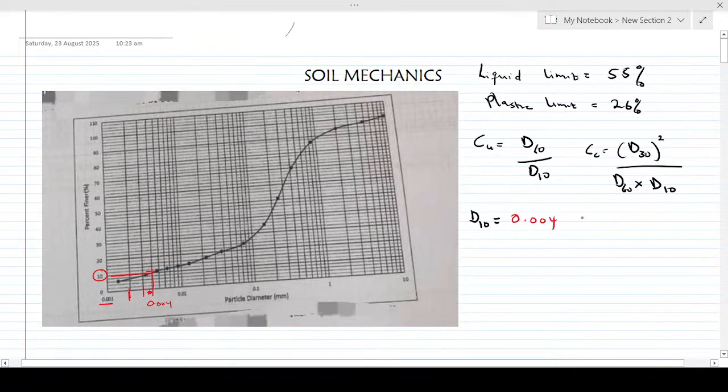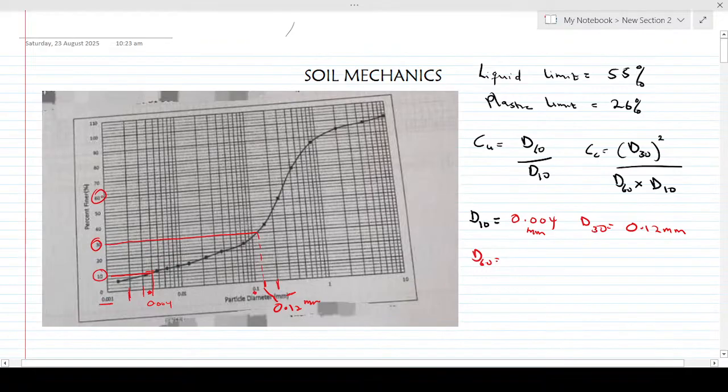Now D30. Again, I come to the 30 mark, right? I trace it to touch the PSD curve. Then I take it down and read the value from there. So this is 0.1 and this is 0.2. So this is somewhere around 0.12. Mind you, they are in millimeters. So D10 is 0.004 millimeters, D30 has 0.12 millimeters. Now D60, I come to this 60, right?